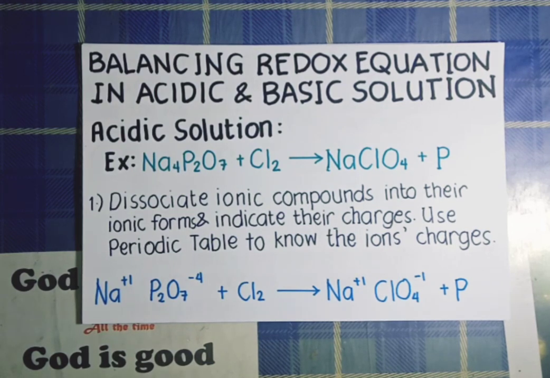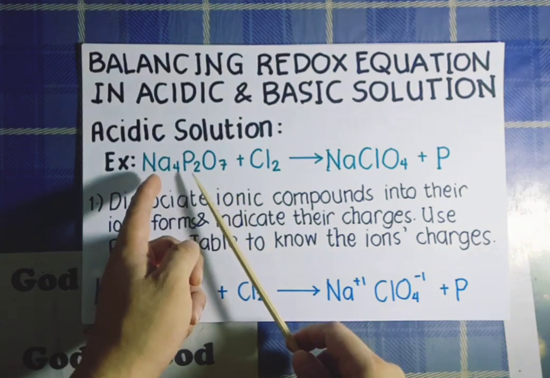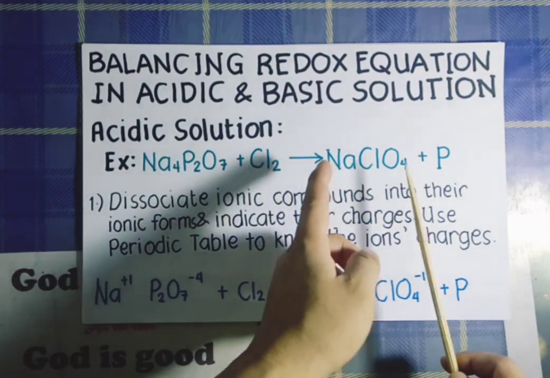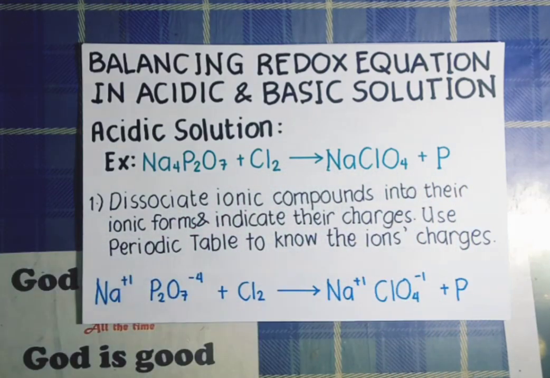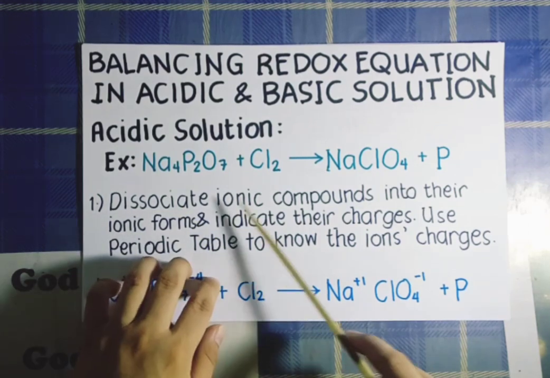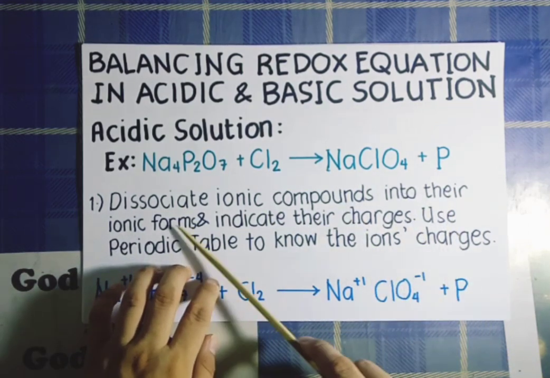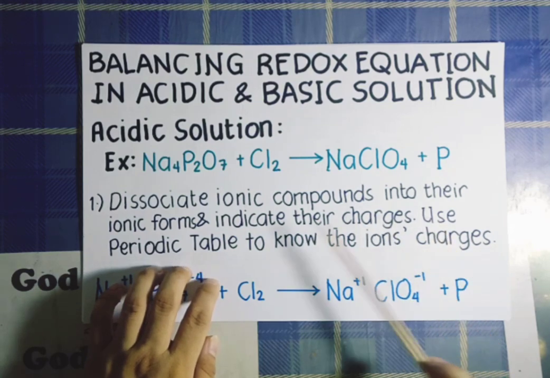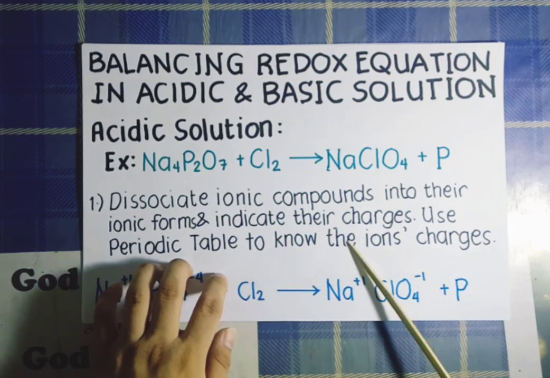Let's have this example redox equation: sodium pyrophosphate plus chlorine gas will yield sodium perchlorate plus phosphorus. Now, the very first thing that we're going to do here is to dissociate ionic compounds into their ionic forms and indicate their charges. Use the periodic table of elements to know the ions' charges.